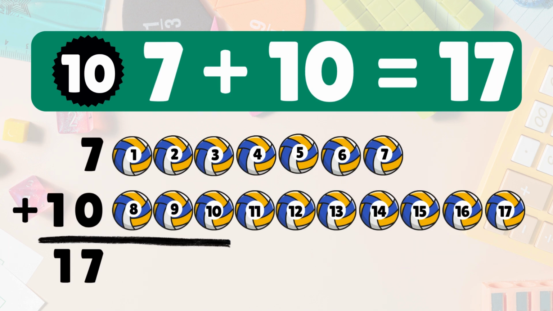What? 7 plus 10 equals 17. Big one. Let's count all the way to 17. Ready? Go. 1, 2, 3, 4, 5, 6, 7, 8, 9, 10, 11, 12, 13, 14, 15, 16, 17. 7 plus 10 equals 17.